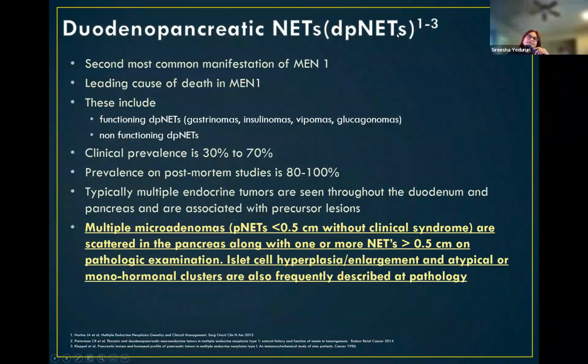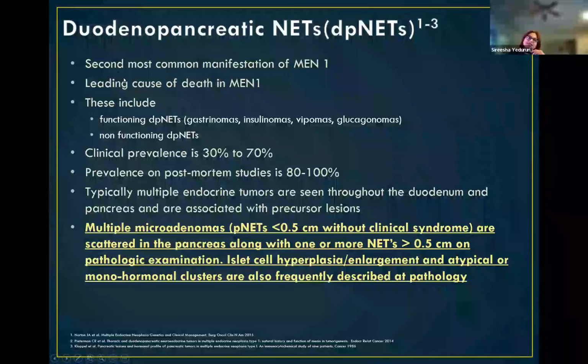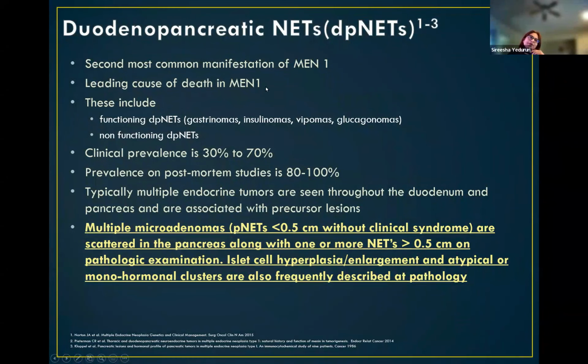And then the next tumor is duodenal-pancreatic neuroendocrine tumors. So this is the second most common manifestation. It is the leading cause of death, even though hyperparathyroidism is more common, duodenal-pancreatic neuroendocrine tumors are the ones that result in death of the patients. And these can be functioning or non-functioning.